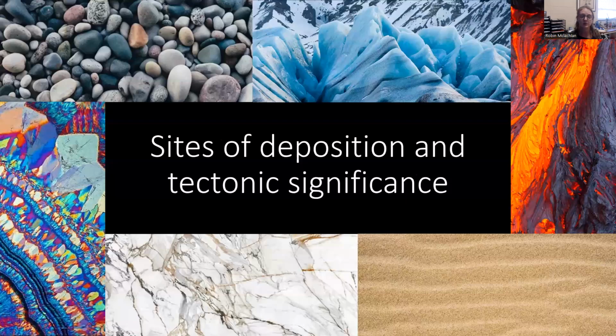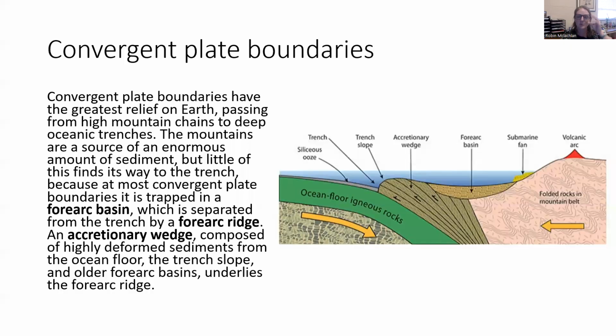Now, in order to be able to interpret the geologic sedimentary record, we have to go somewhere where sedimentary rock is deposited, right? Sediment is deposited and then it's lithified into rock. And often this coincides with certain tectonic settings. So, for example, we get a lot of sedimentary deposits at convergent plate boundaries.